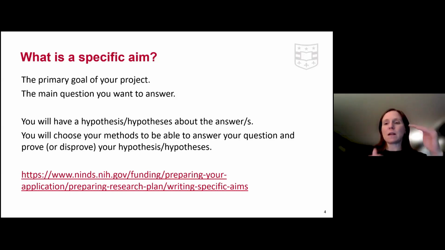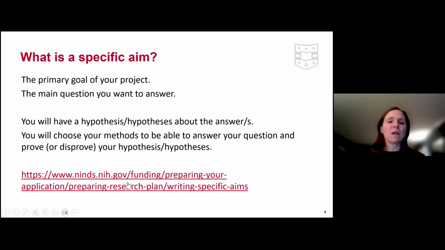Because if you have a disconnect between your methods and your question, then you're not going to get funding, and you're also not going to actually be able to answer your question. And that's pretty brutal, to go through a whole project and then realize that the things that you were doing were not actually in service of the question that you were trying to answer.